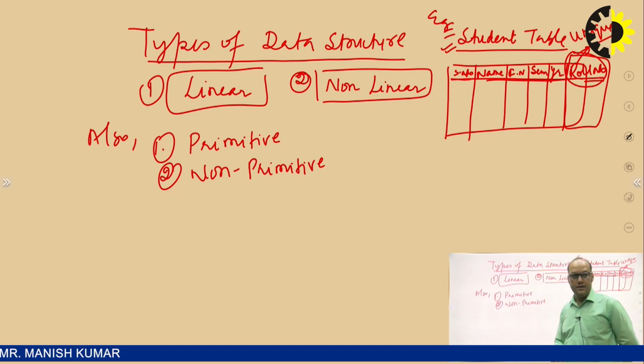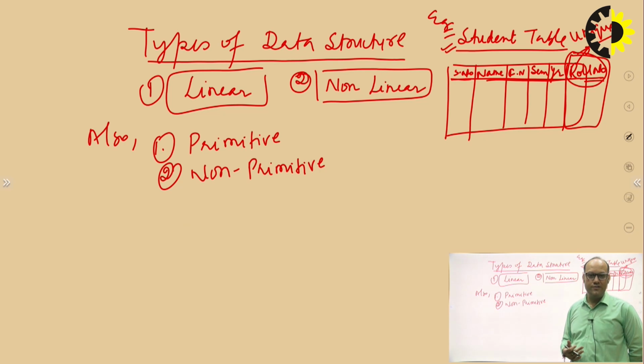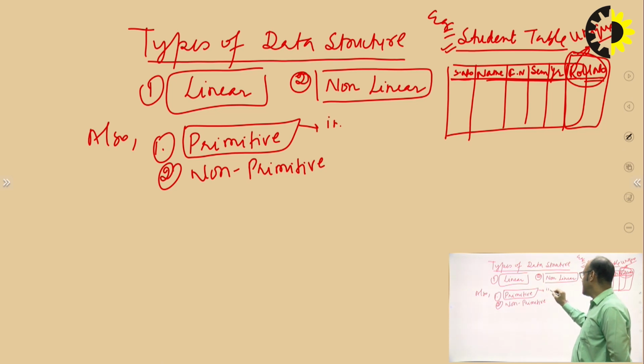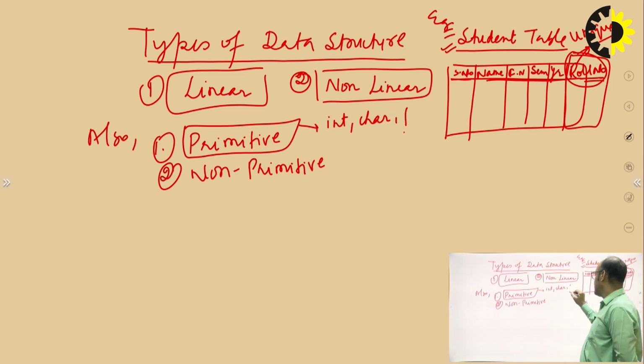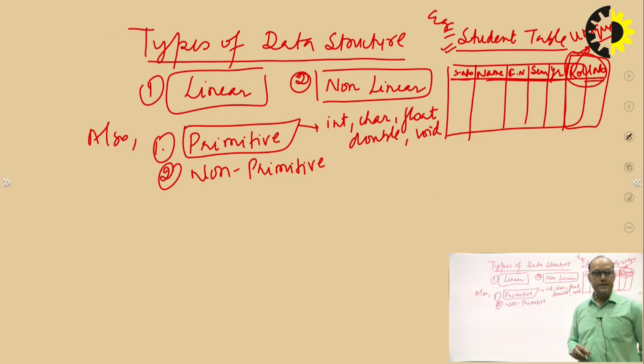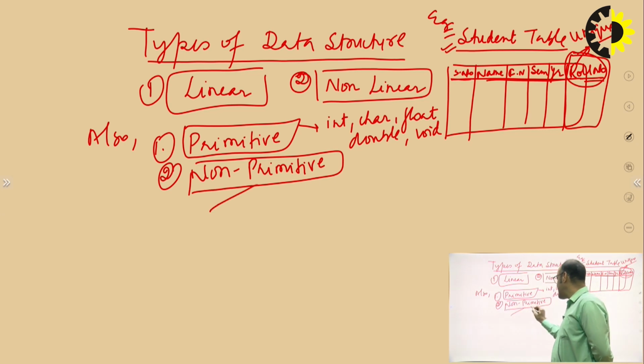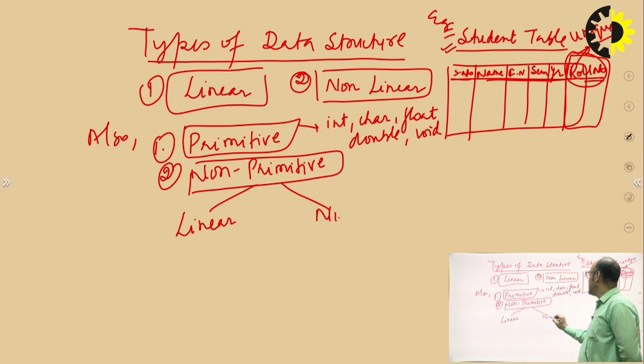I think you all have studied the C language in your first year. In C you have studied the main data types, that is, the integer data type, isn't it? That all comes under primitive data types: int, char, float, double. Void is also a data type. That is primitive data type. And under non-primitive, we can further divide into two types, that is linear and non-linear.